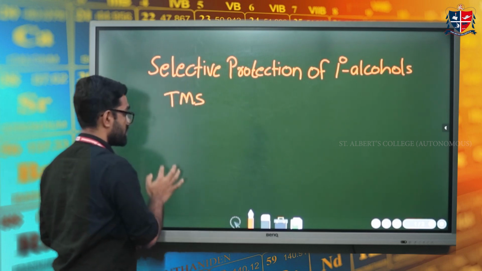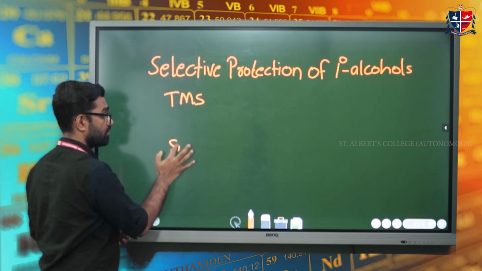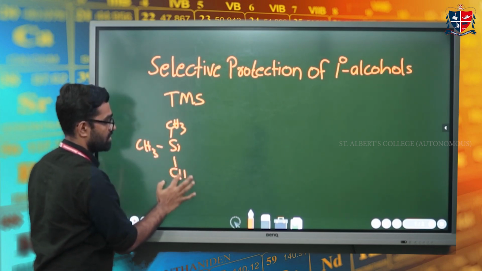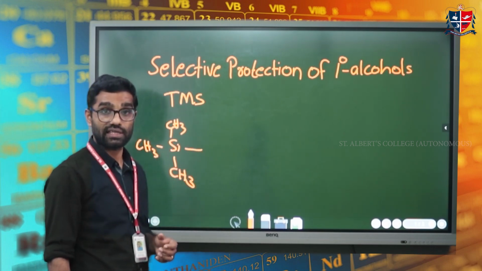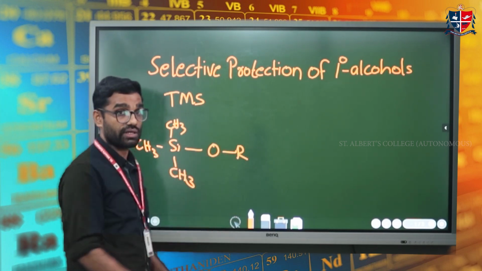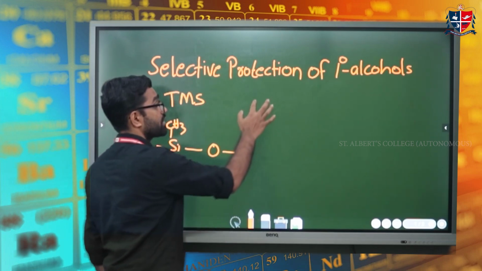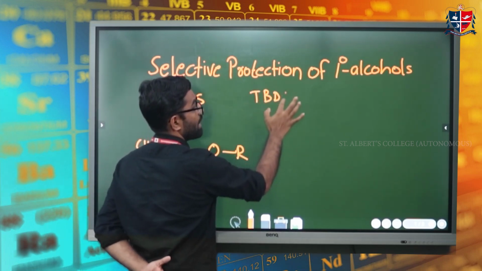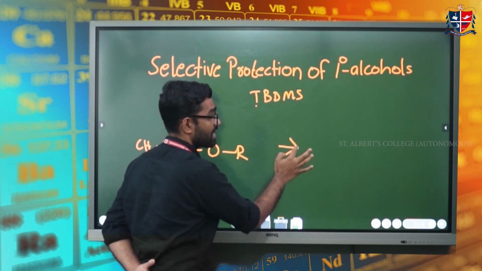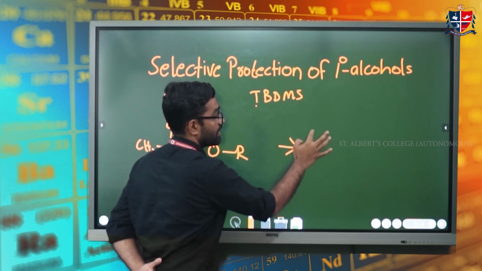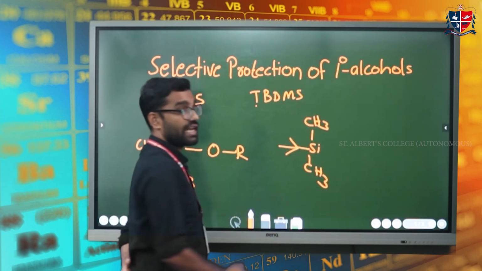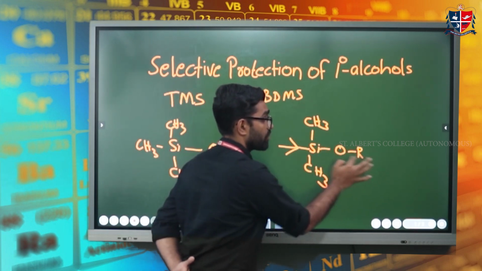TMS, which is trimethyl silyl. This is the trimethyl silyl protecting group. So this is how an alcohol group is protected with the trimethyl silyl group. And then TBDMS, tertiary butyl dimethyl silyl protecting groups. This is how it is protected.